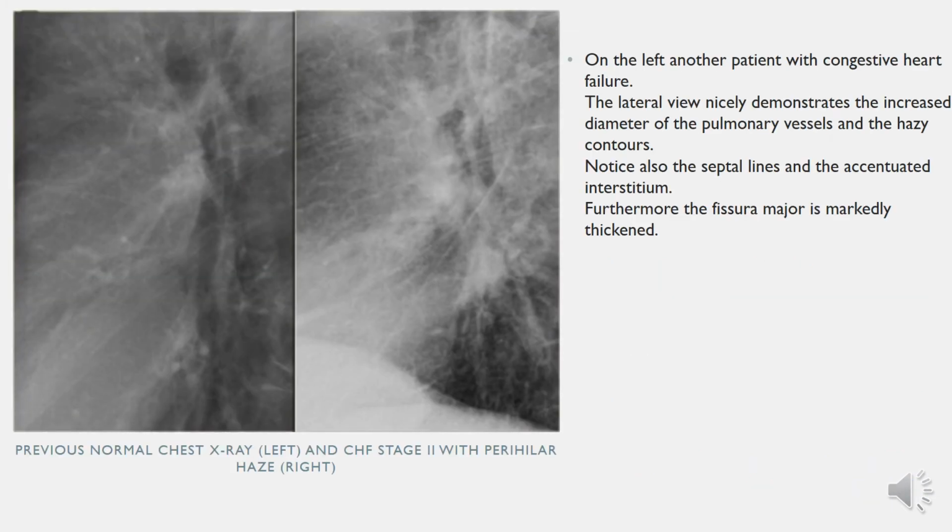On the left, another patient with congestive heart failure. The lateral view nicely demonstrates the increased diameter of pulmonary vessels and the hazy contours. Notice also the septal lines and the accentuated interstitium. Furthermore, the major fissure is markedly thickened.